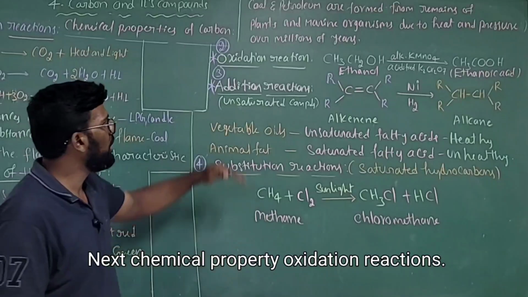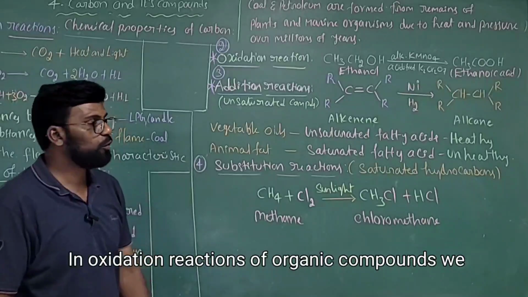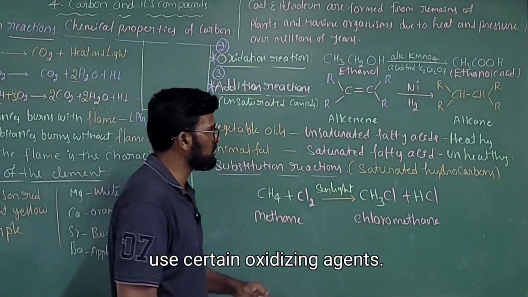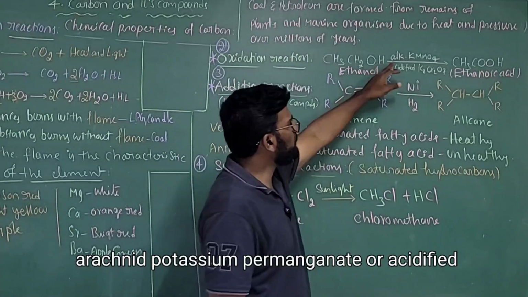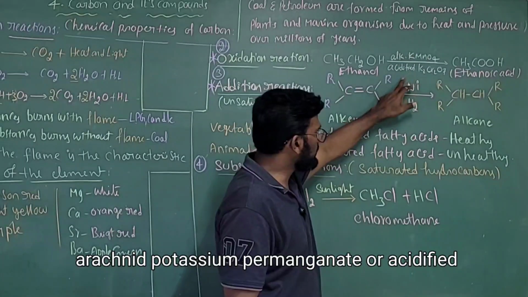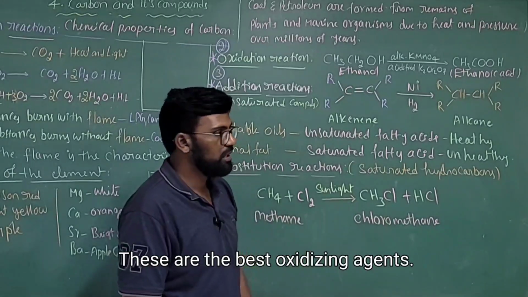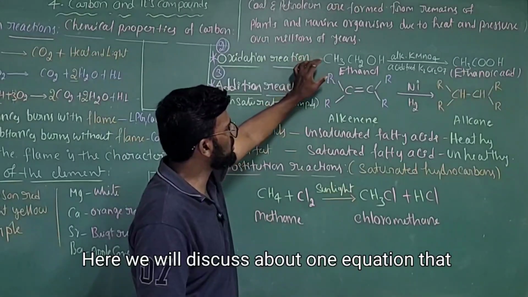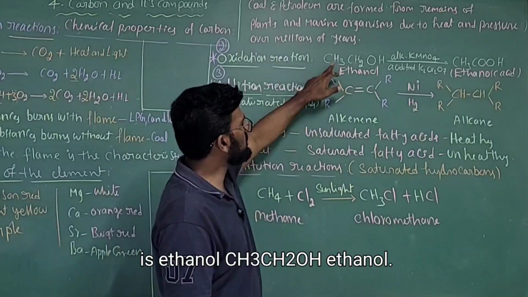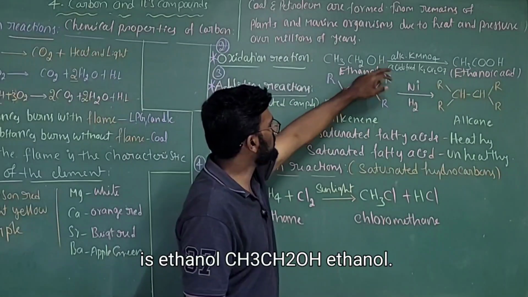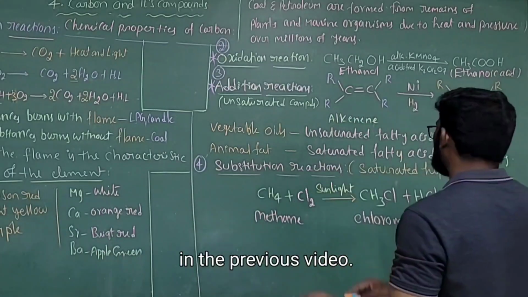Next chemical property, oxidation reactions. In oxidation reactions of organic compounds, we use certain oxidizing agents. Here the best oxidizing agents that we use are alkaline potassium permanganate or acidified potassium dichromate. These are the best oxidizing agents. Here we will discuss one equation that's given in our textbook, that is ethanol, CH3CH2OH. Ethanol, this is an alcohol. Already we have discussed it in the previous video.